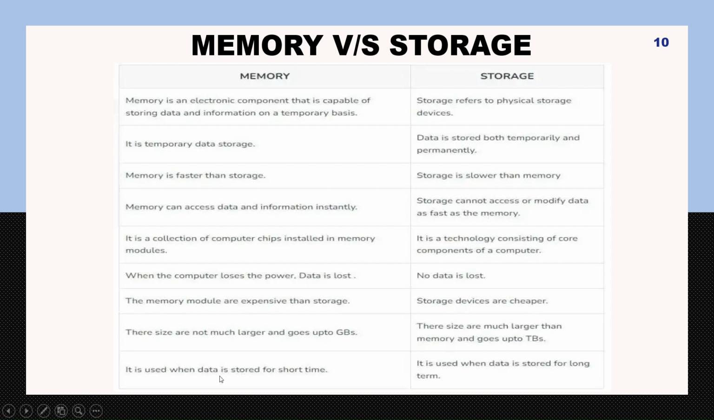Memory is used when data is stored for a short time. Storage is used when data is stored for the long term.